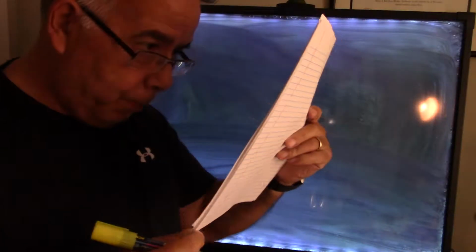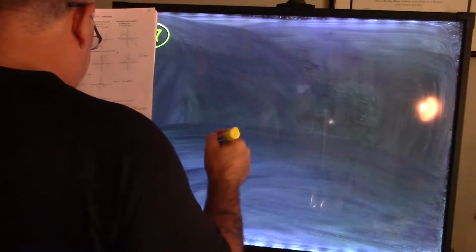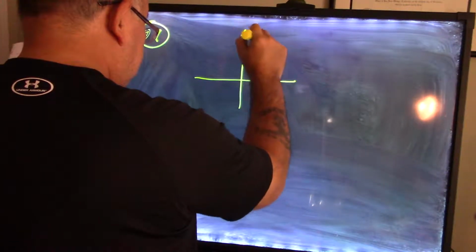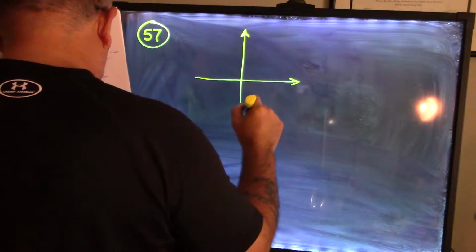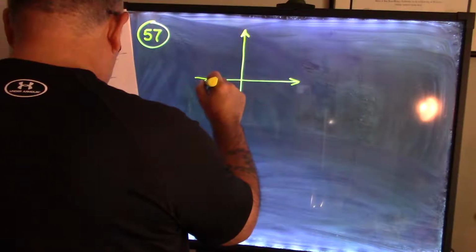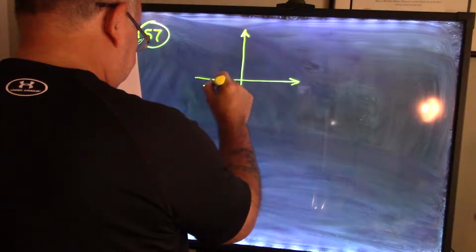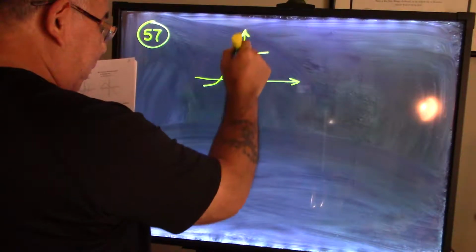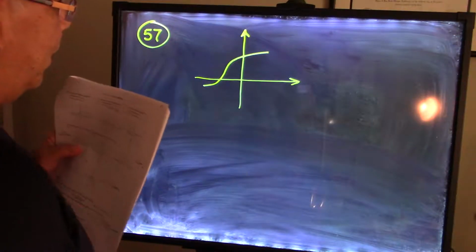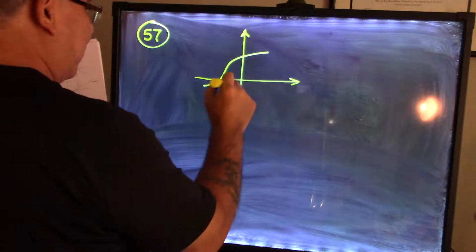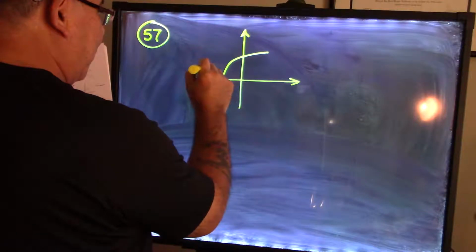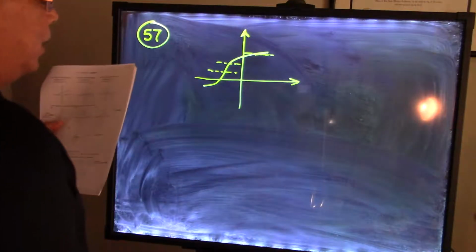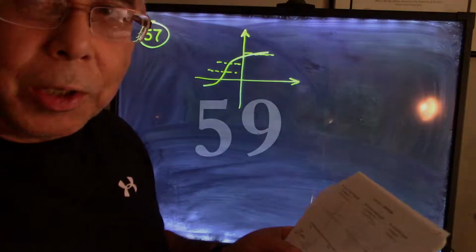Number 57, see if it's a one-to-one function. Let me draw a rough sketch. Again, I don't need precision here. It's not going to be accurate with your picture, but it's not necessary. Something like that. Is it a function? Yeah. It doesn't fail the vertical line test. If you draw vertical lines, it only hits once. So let's see the horizontal line test. Is it one-to-one? Well, sure. Yeah, it'll pass the horizontal line test. So it's a one-to-one function.